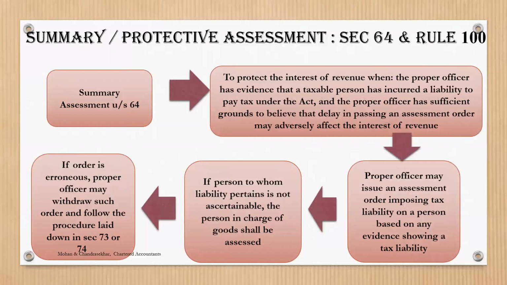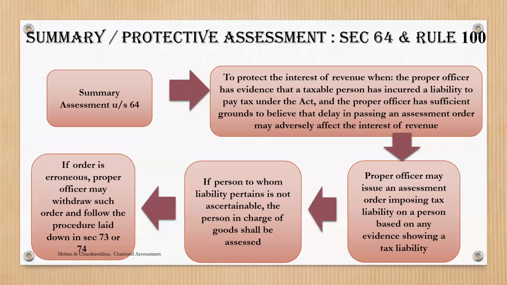And now we come to the last of the assessments, that is the summary assessment. Basically, summary assessment is where the proper officer feels the revenue is going to get affected, and without issuing any notice, an order is passed immediately. These are the cases where the proper officer feels that this person may run away, or there are chances that if I delay, the tax amount may not come. In such cases, a summary assessment is passed.